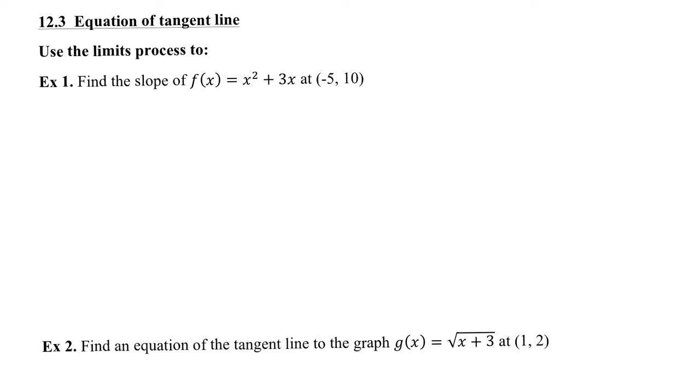We found the slope using the limits process last class, so we'll do that the same way. The only difference is now they want it at the specific point of negative 5, 10. Okay, to find the limits, we were using the slope is the limit as h approaches 0 of f of x plus h. So let's do x plus h squared plus 3 times x plus h. And then I subtract f of x. And then the whole thing was over h.